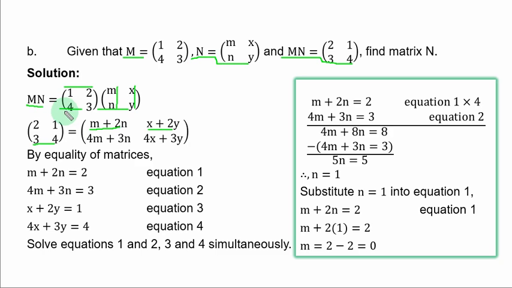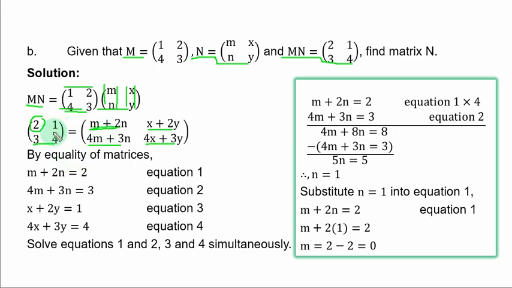You use the second row to multiply the first column. That is 4 times m plus 3 times n in this form, and the same second row times the second column, and that is 4 times s plus 3 times y in this manner. By equality of matrices, the first entry here is equal to the first entry here. That is m plus 2n equal to 2. You call that equation 1.